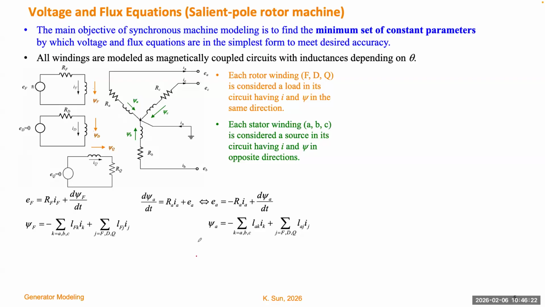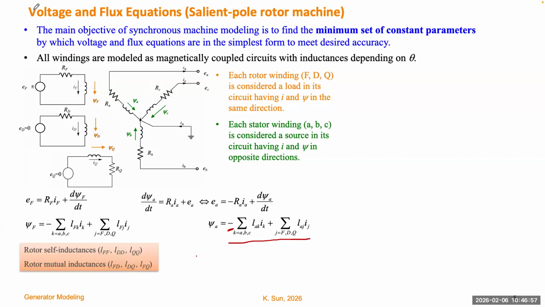Similarly, each flux linkage on the stator also will be the sum of 6 items. So each item is the product of inductance and current. For the items coupling with the stator winding, there will be a negative sign. All right, so in total we have 6 voltage equations and 6 flux linkage equations. We have 12 equations now.